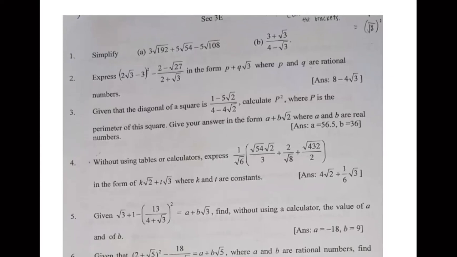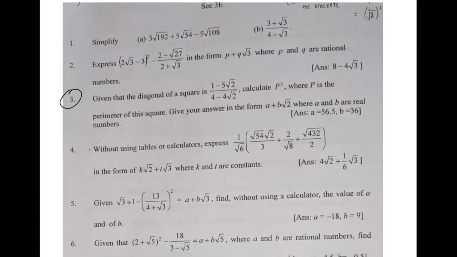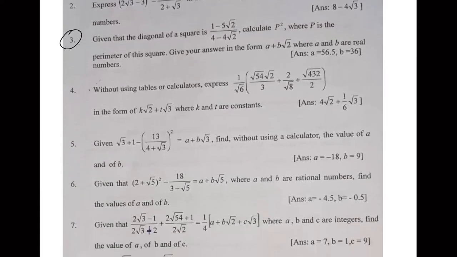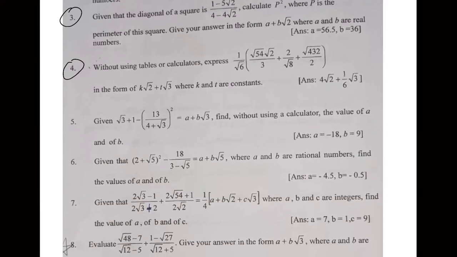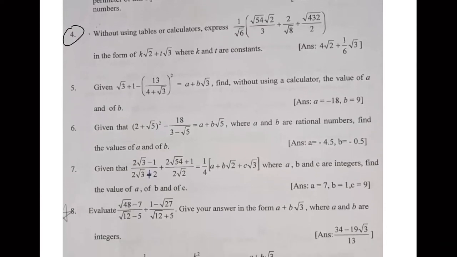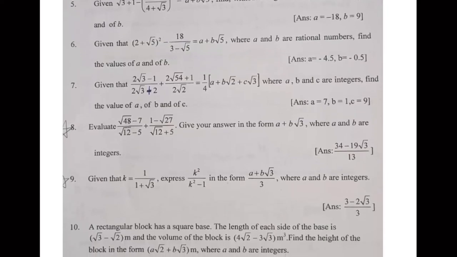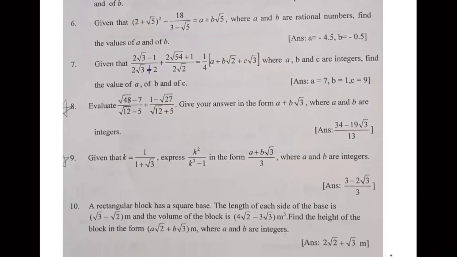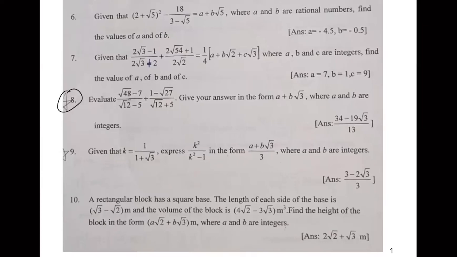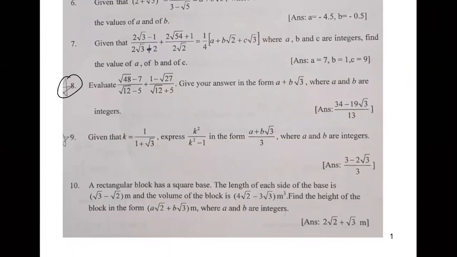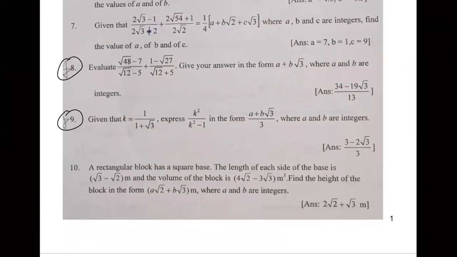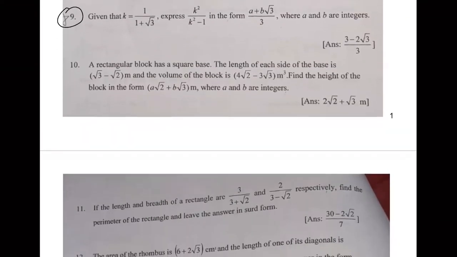Let's see. Okay, I'll go through some of the challenging questions here. Question 3. Okay, maybe question 4. Just try, not that challenging actually. Question 8. Okay, I'll go through that. Question 9. Question 10 is okay.